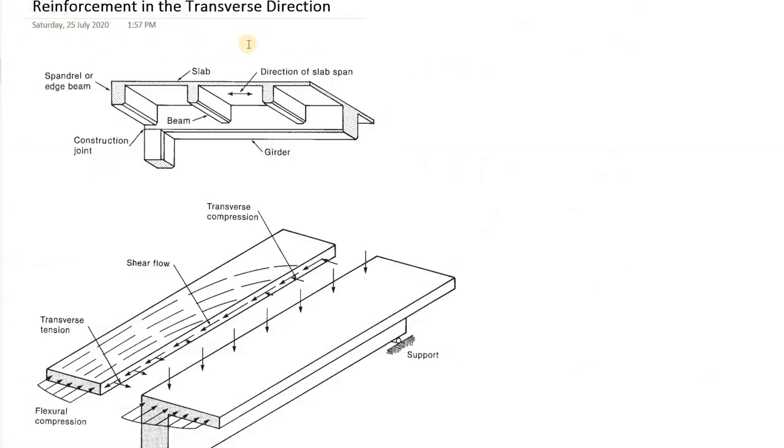Next, we discuss reinforcement in the transverse direction. Just try to be clear about the longitudinal and transverse direction. So if you are designing this girder, this is the longitudinal direction and this is the transverse direction for this girder. If you are designing this beam, then this is the longitudinal direction. We will have longitudinal reinforcement in this direction and this is the transverse direction. So it depends on the beam. For each beam, we have a longitudinal direction and a transverse direction.